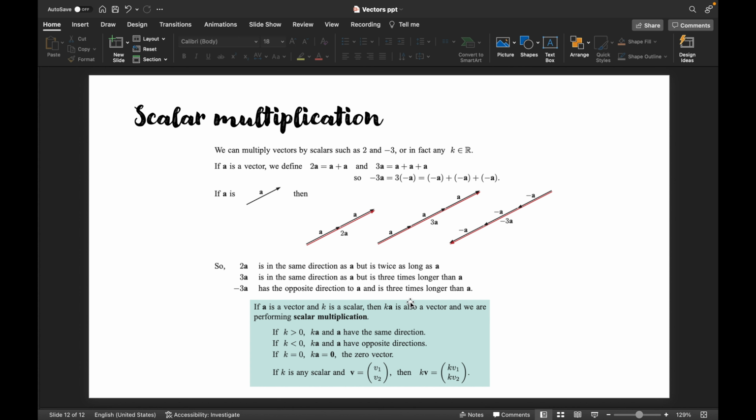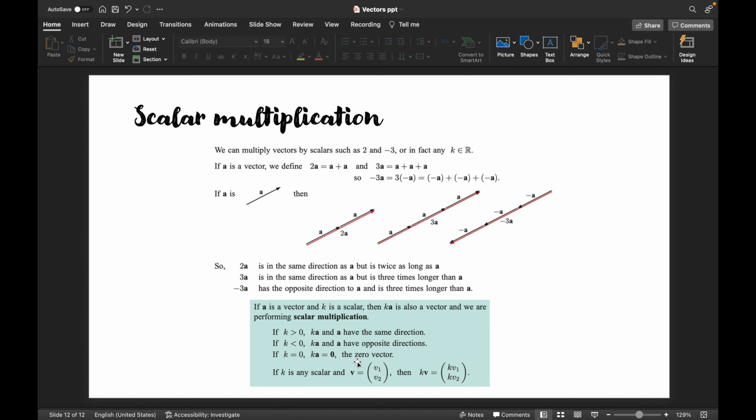If a is a vector and k is a scalar, then k into a is also a vector, and we are performing a scalar multiplication. There's something called vector multiplication, but you won't have to know this until your A levels in further math. So right now it's not required.